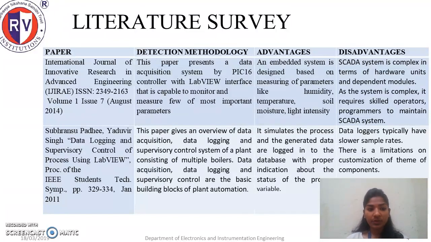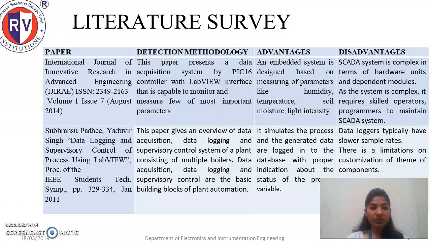The advantages would be, an embedded system is designed based on measuring of parameters like humidity, temperature, soil moisture, and light intensity. And the disadvantage would be, SCADA system is complex in terms of hardware units and dependent modules as the system is complex. It requires skilled operators, programmers to maintain SCADA system.